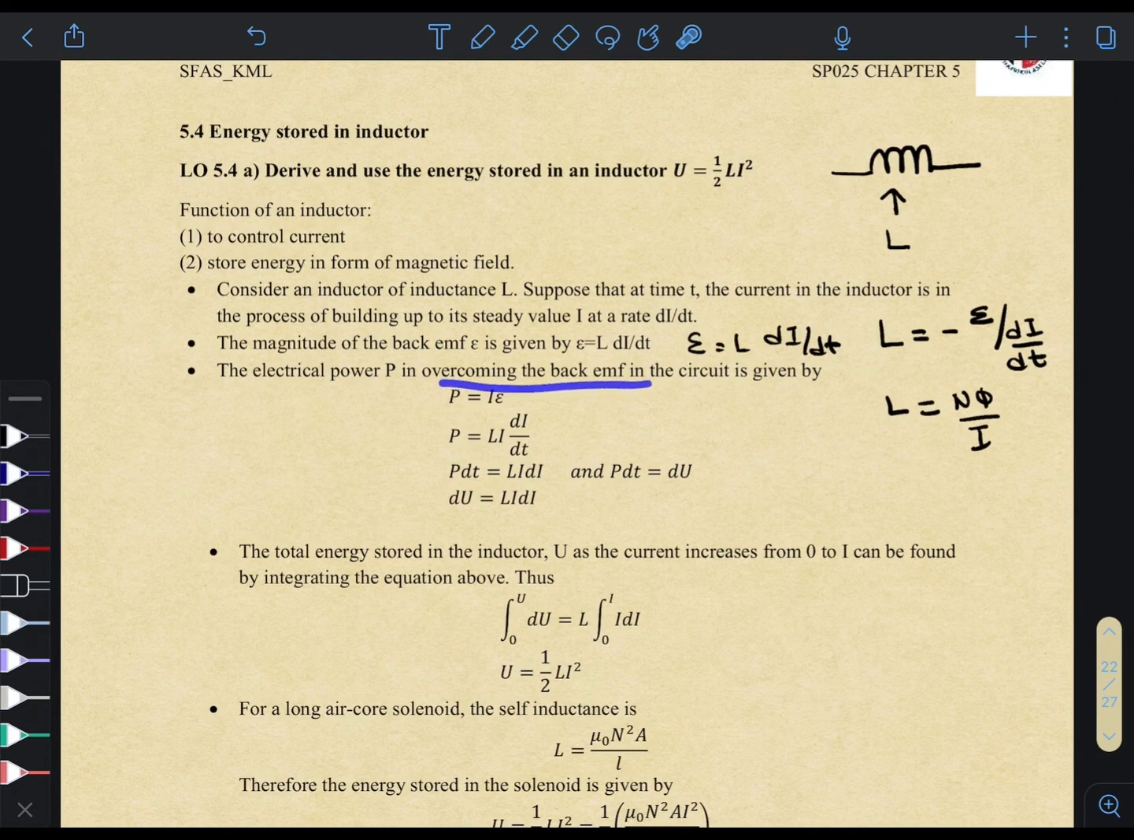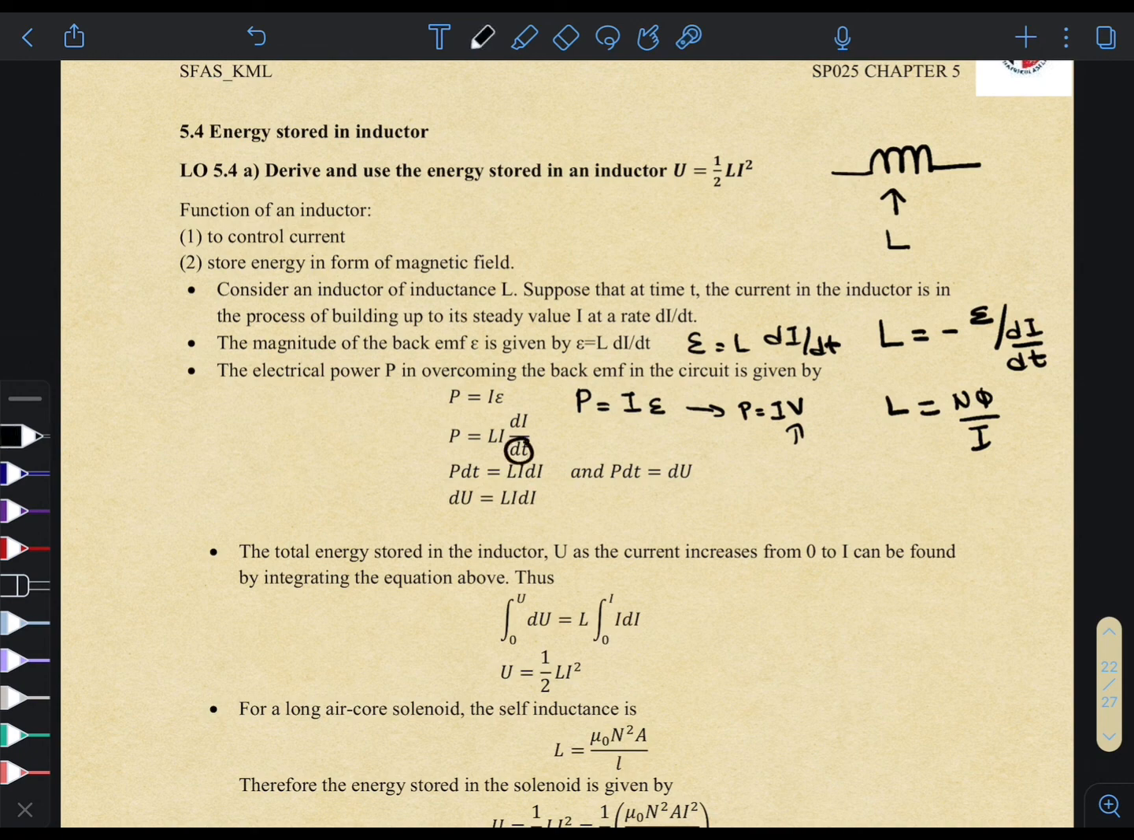The electric power P in overcoming the back EMF in the circuit is given by, so the power to overcome the back EMF is actually power equals I multiplied by EMF. Basically it is P equals IV. V is voltage, so in our case, the voltage is from our EMF. So we use I, EMF, and EMF equals L di over dt. So you substitute this and you get a new equation, which is P equals Li di over dt. The L comes from our EMF.